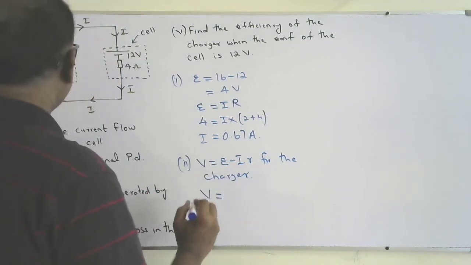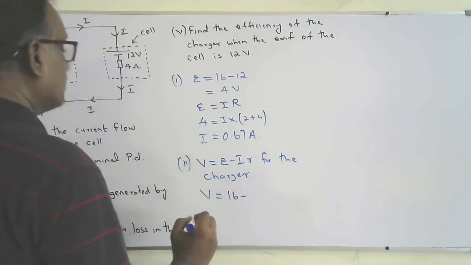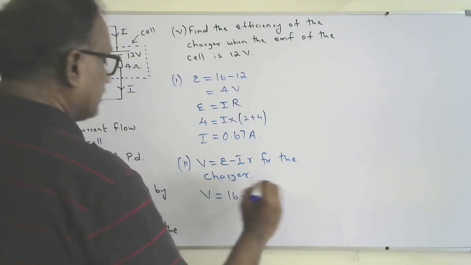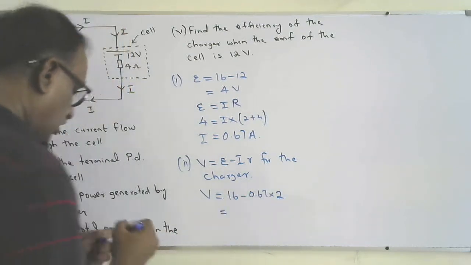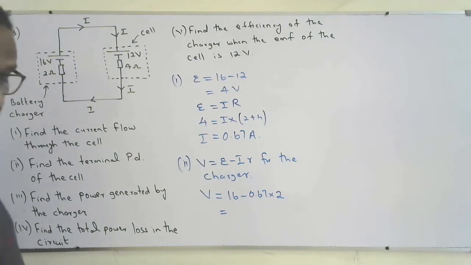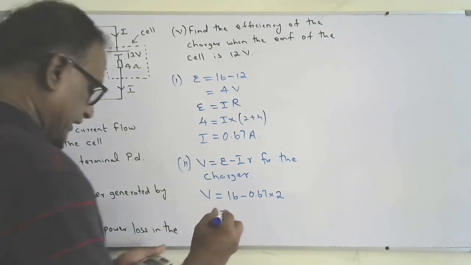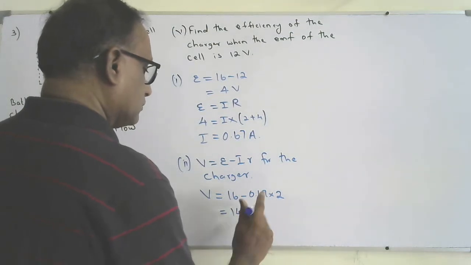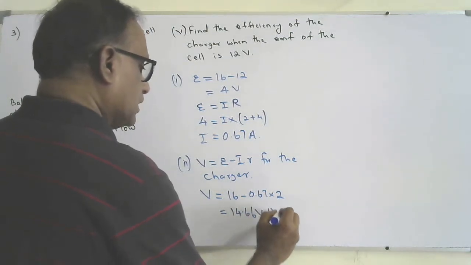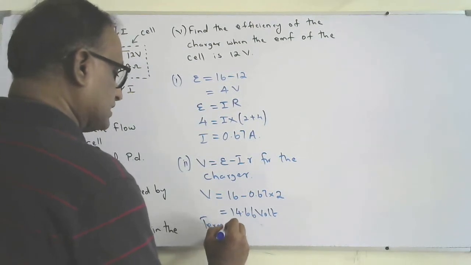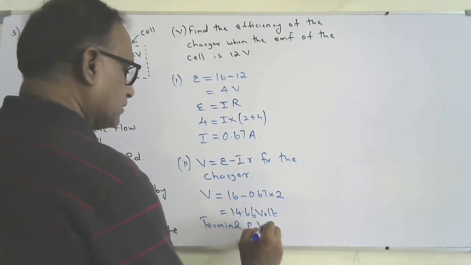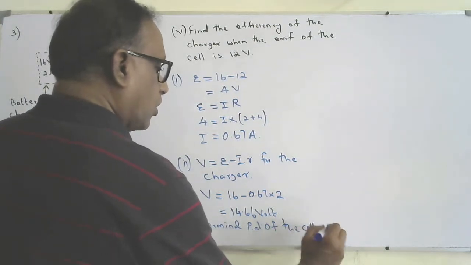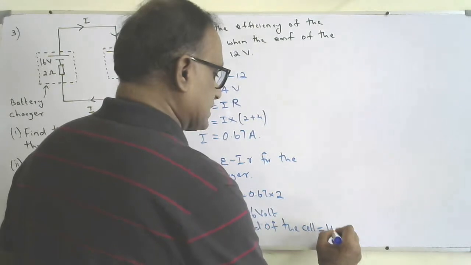So V equals EMF, 16, minus I, which is 0.67, times the resistance, 2. Solve it. That will be the terminal potential difference of the charger. That will be 14.66 volt. So the terminal potential difference of the cell is also the same, 14.66 volt.